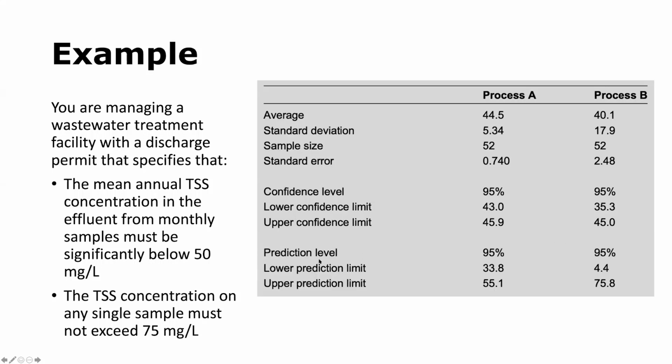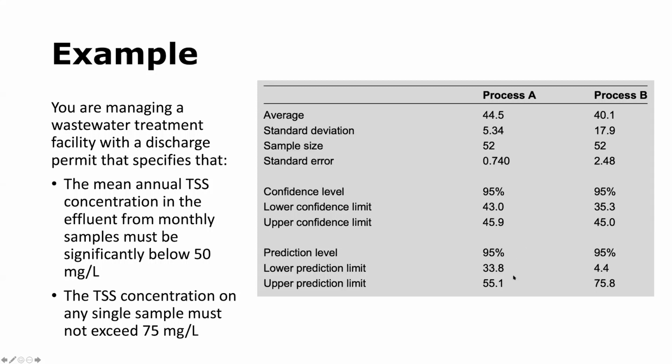However, if we look at the prediction interval, and again, we'll use a 95% prediction interval, the calculated lower prediction limit and the calculated upper prediction limit for process A goes from about 34 to about 55. For process B, it goes from about 4.4 to about 76. And that is directly related to the fact that process B has a much higher standard deviation than process A. And I'm assuming that's probably why those of you who chose process A did so, because you saw the standard deviation.